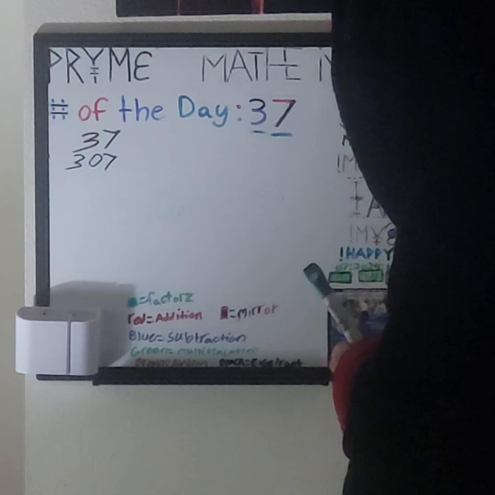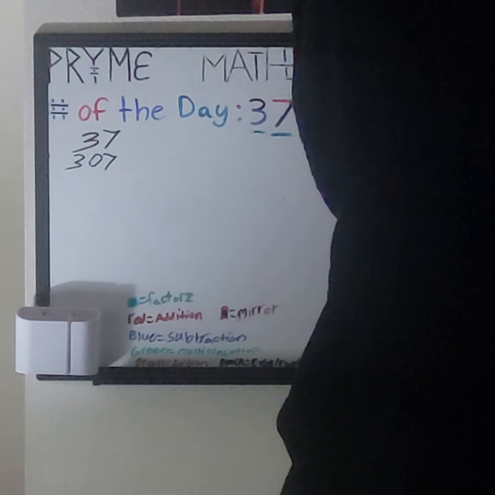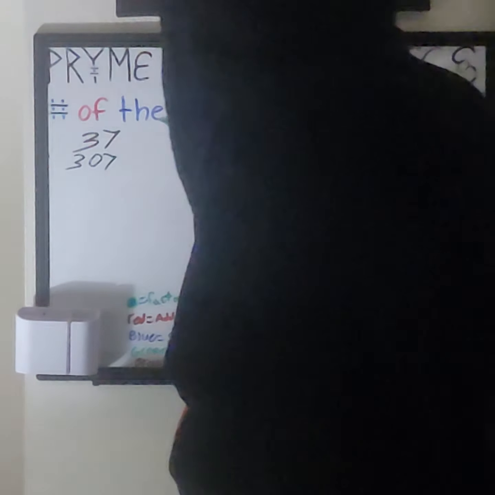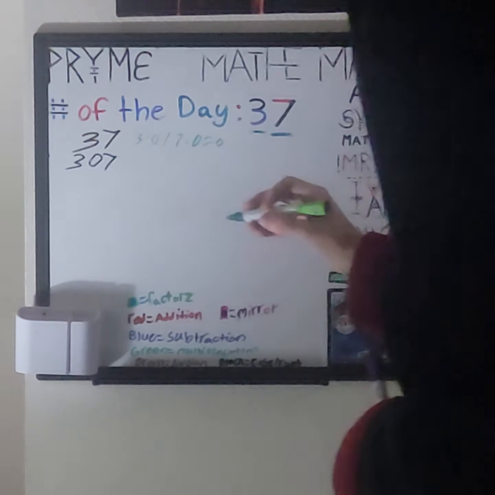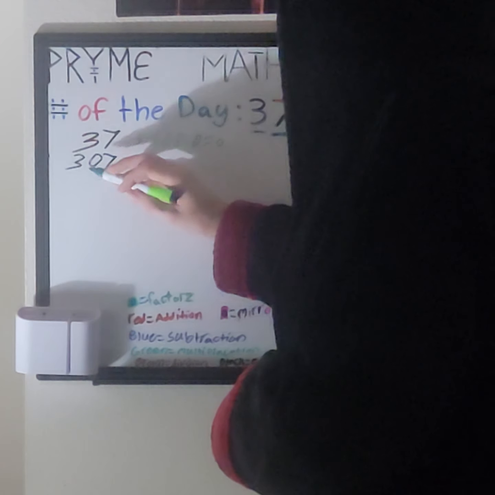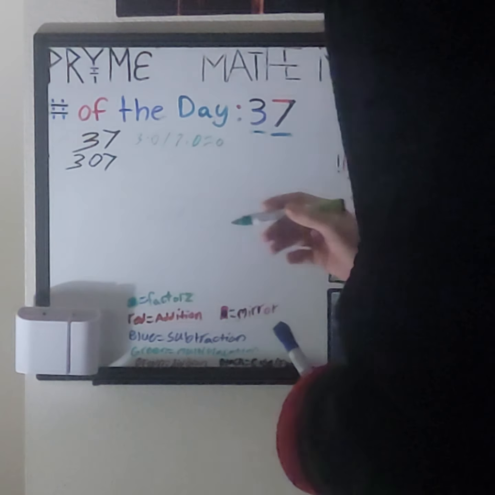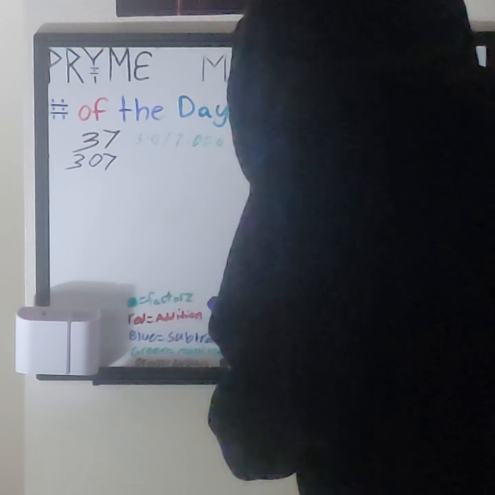Let's start with 3 times 0, or 7 times 0 equals 0, obviously. So you can throw the 0 in between 3 and 7. It's 307. That's a prime.